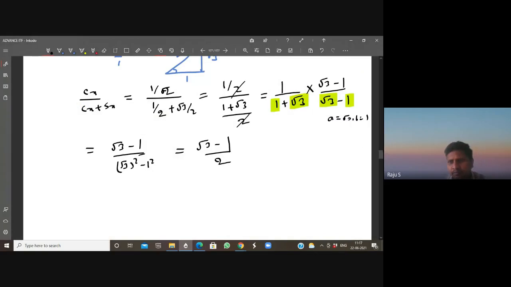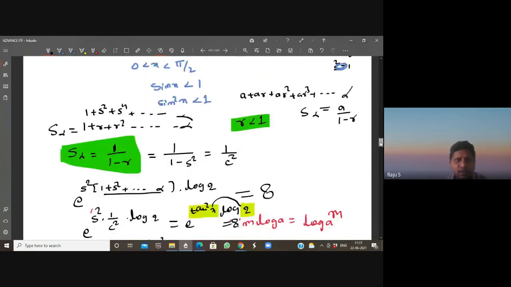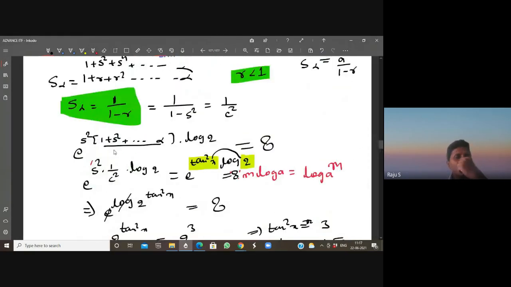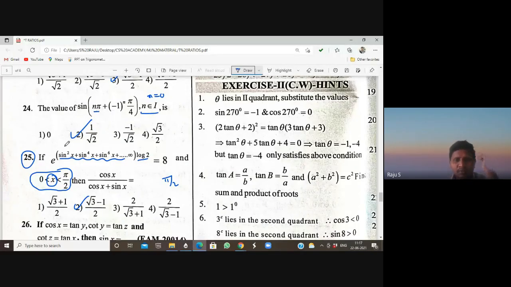See, once again, all of you observe here. They have given e to the power of sin square x plus sin power 4 x, and so on. First, I simplified this value, so we got tan square x. It is in the form of m log a, so we have written log 2 power tan square x. So e log cancels. 2 power tan square x is equal to 8. 8 can be written as 2 cube. So tan square x value is 3.